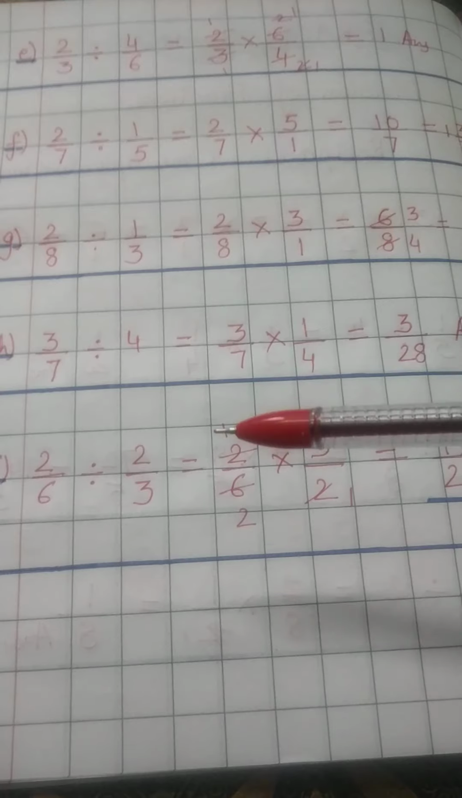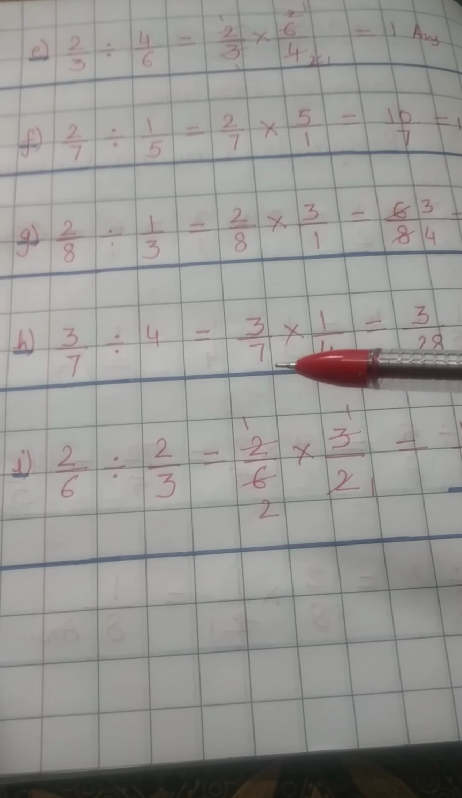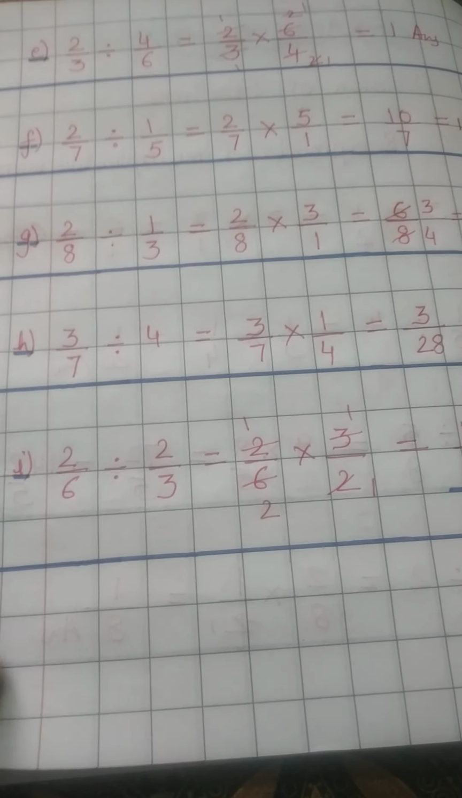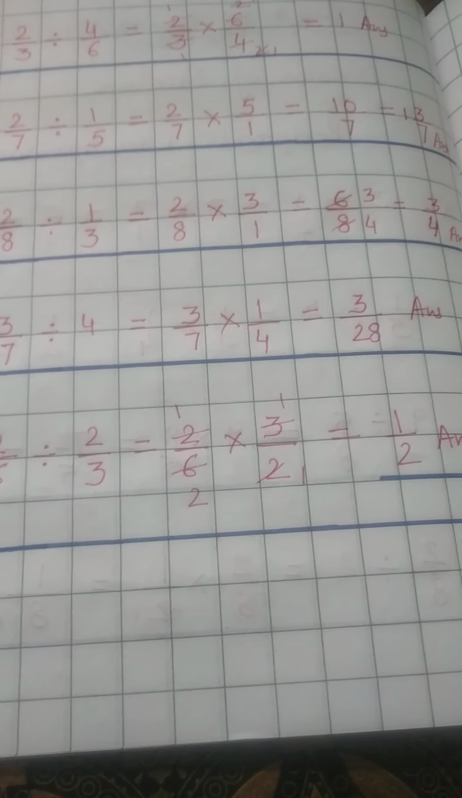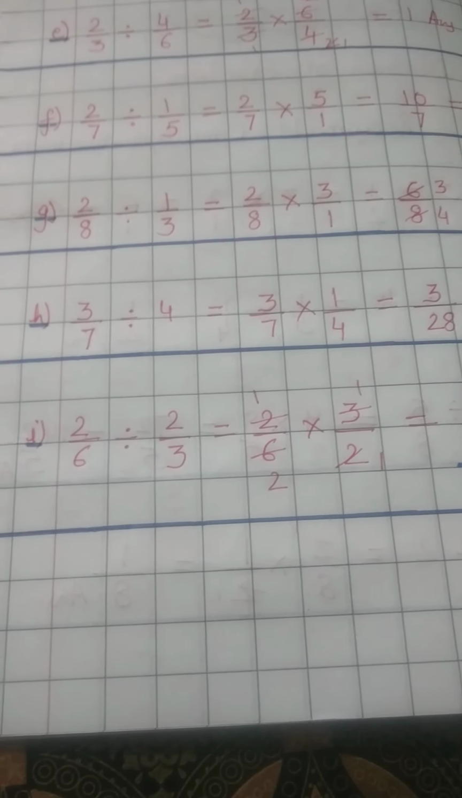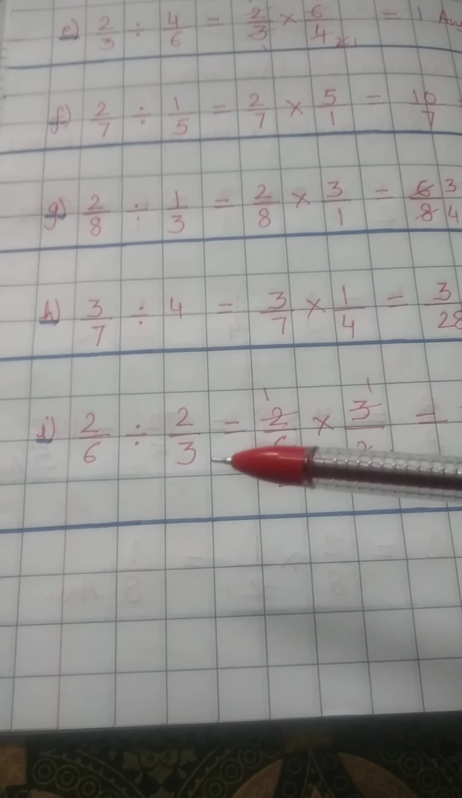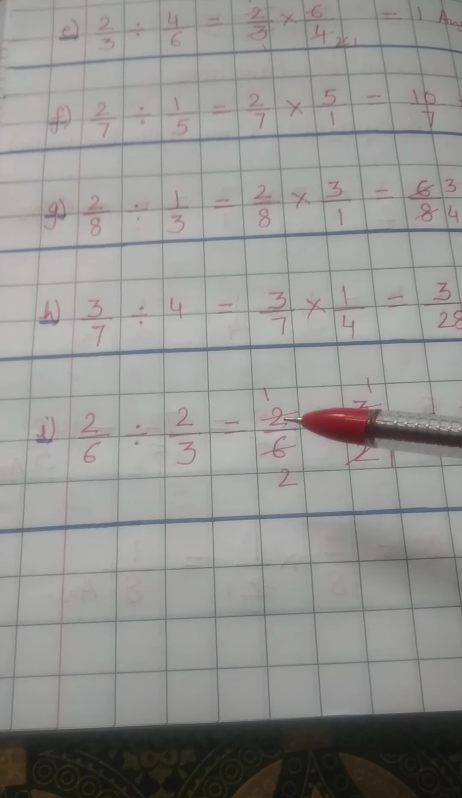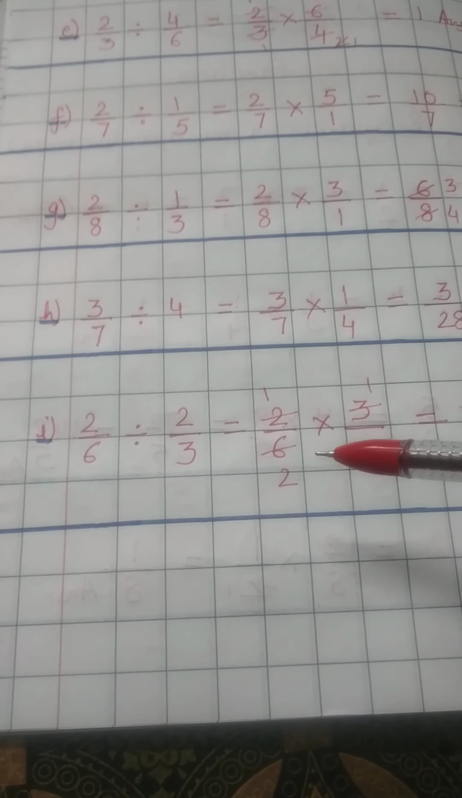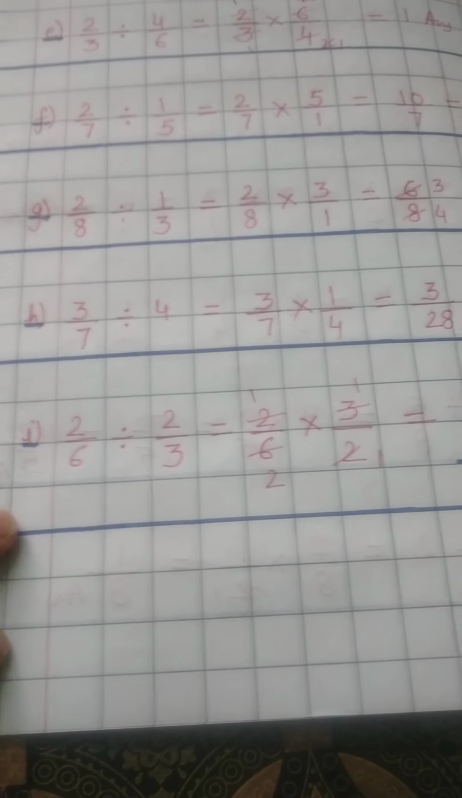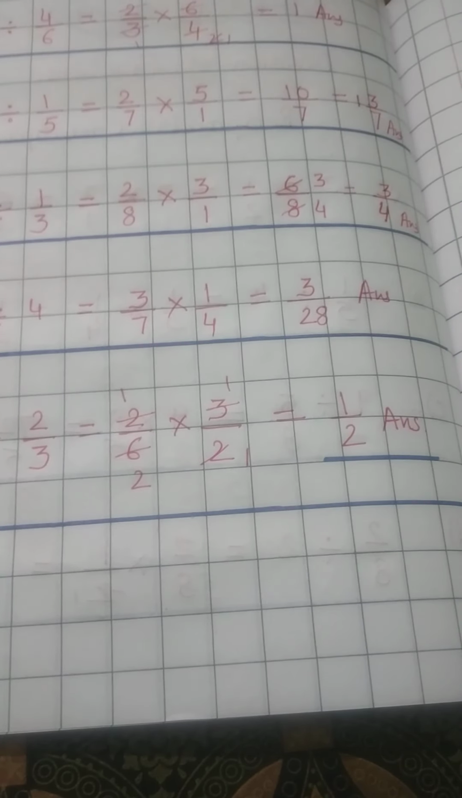Next question, 3 upon 7 divided by 4, that is 3 upon 7 into 1 upon 4, that is 3 upon 28. So this is the answer, because we are not cancelling any number. The HCF is 1. Then 2 upon 6 divided by 2 upon 3. So 2 upon 6 will remain as it is, and this will become the reciprocal, 3 upon 2. Then 2 1s are 2, 2 1s are 2, and 3 1s are 3, and 3 2s are 6. So the answer will be 1 upon 2.